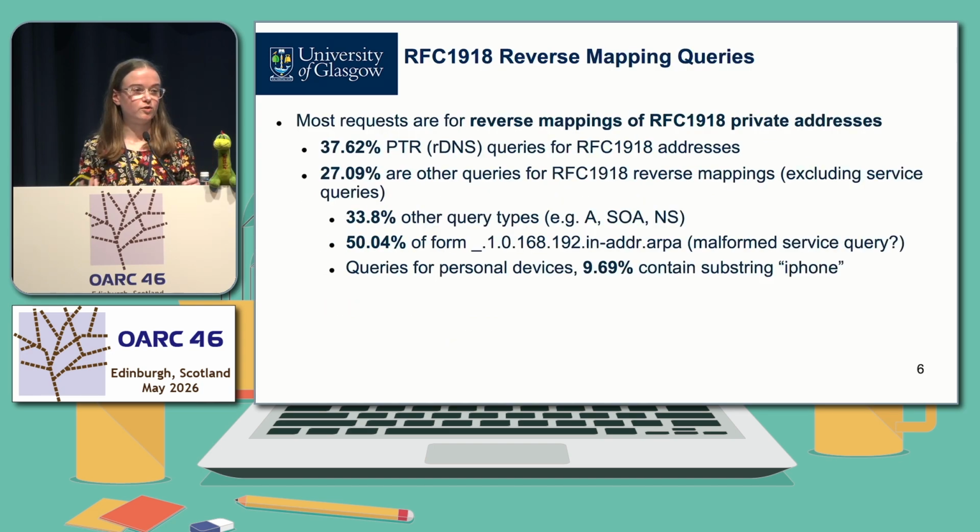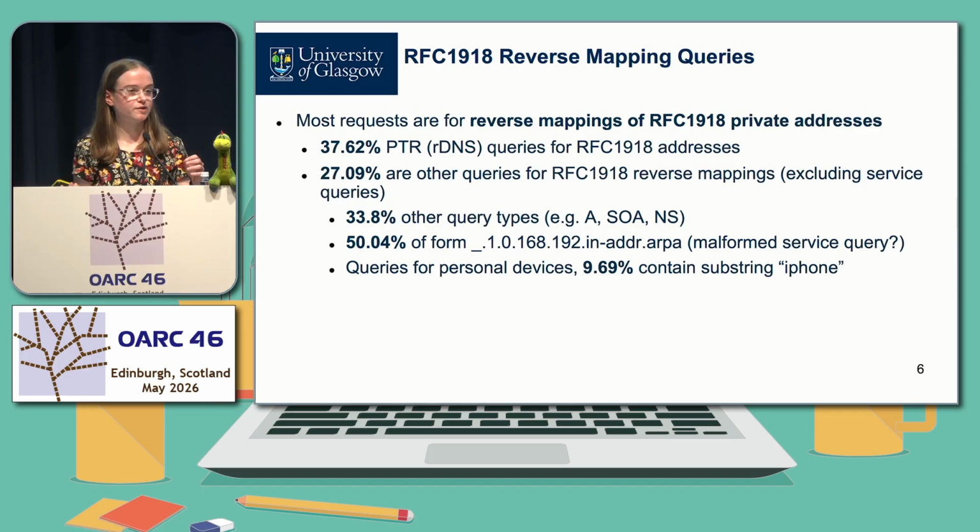First of all, the most expected type of traffic are reverse DNS queries for RFC 1918 private addresses. And we did find a lot of these. About 38% of the queries are just regular reverse DNS queries, so regular junk queries which should be going to AS112. Another large percentage of queries are other queries for RFC 1918 reverse mappings. About a third of these, 27%, are just other query types for reverse mapping.